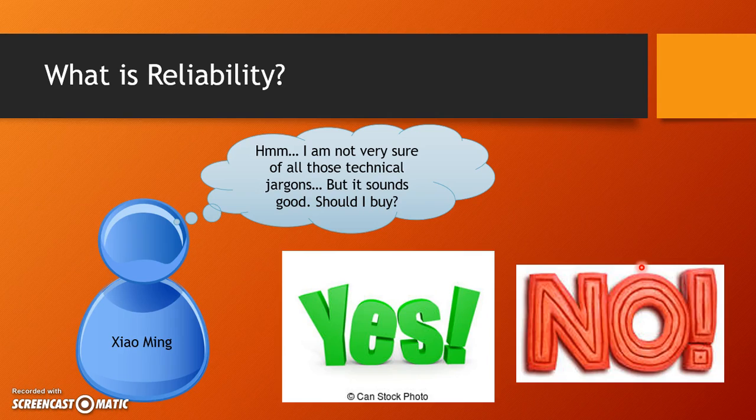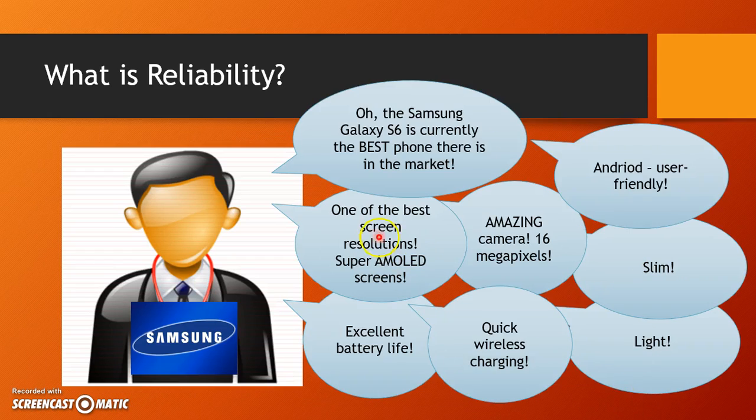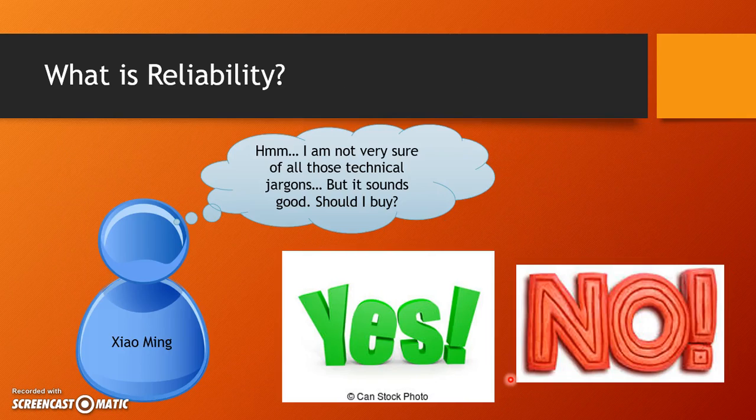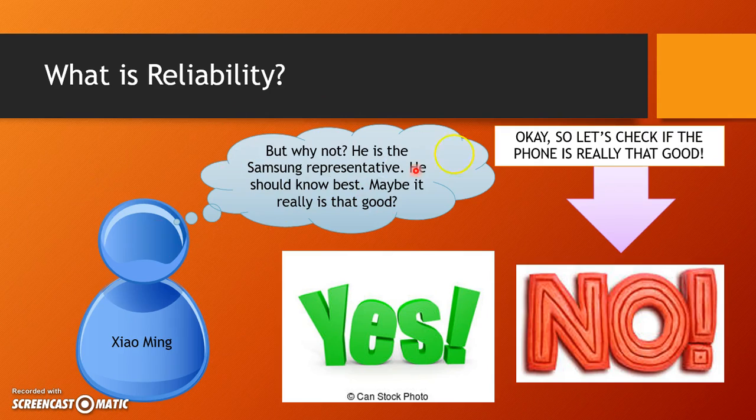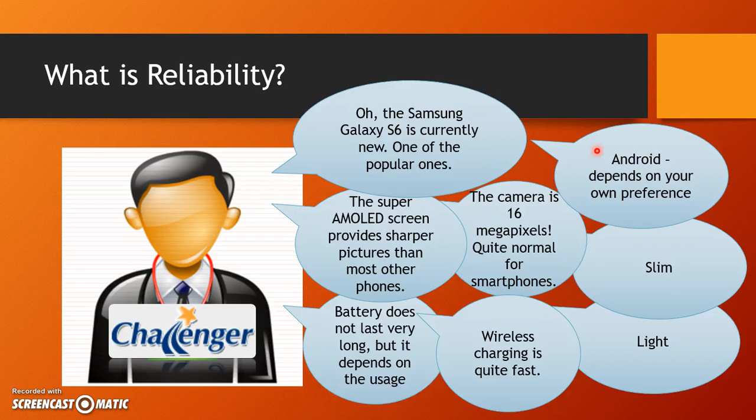Now, Xiaoming thinks, actually, I'm not very sure of all that technical jargon. Screen resolution, 60 megapixels, wireless charging, I don't know what those are, but it's okay because it sounds good. So should I buy the phone? Now, as a very nice friend, I said no, you shouldn't. Xiaoming asked why. He is a Samsung sales representative, he should know best. Maybe it really is that good. So I said, let's check to see if the phone is really that good.